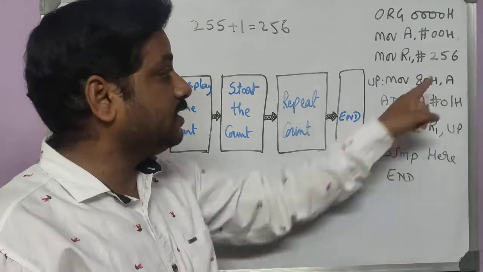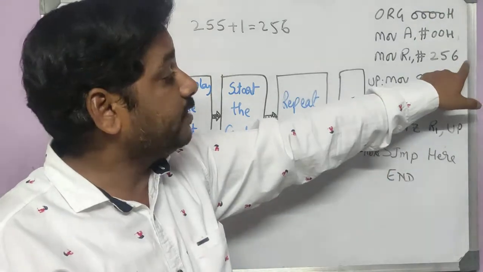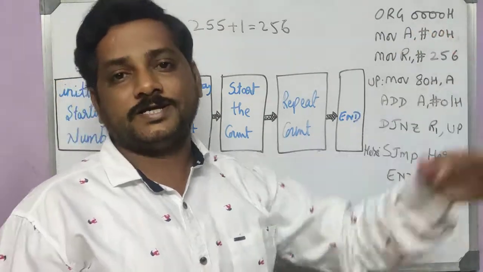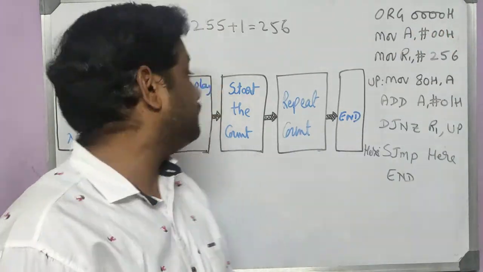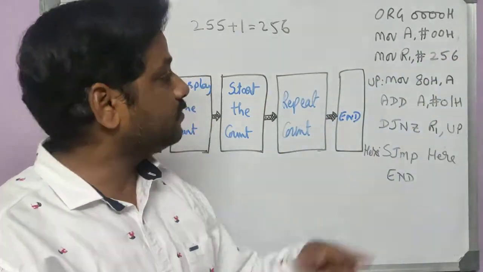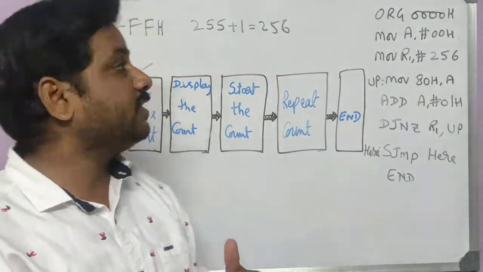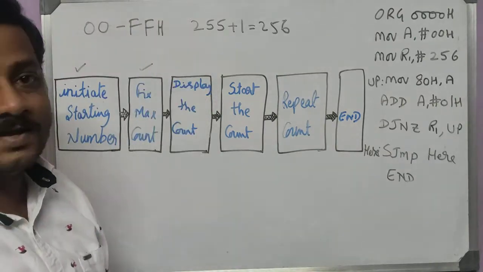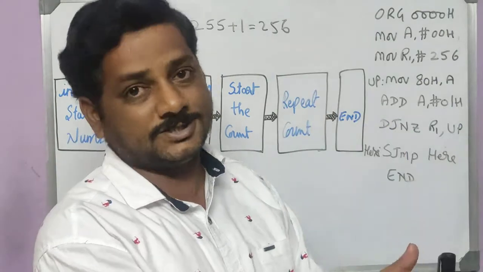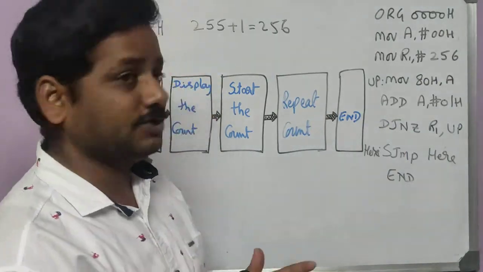See, H is not mentioned here. If you mention H, then it will be wrong, because you are writing a decimal number, so don't write H. I am writing the decimal number of the maximum value which is to be counted. So 256 counts we require so that we can reach this number FFH. Instead of this, you can also directly remove this and write FFH as it is. Not an issue.